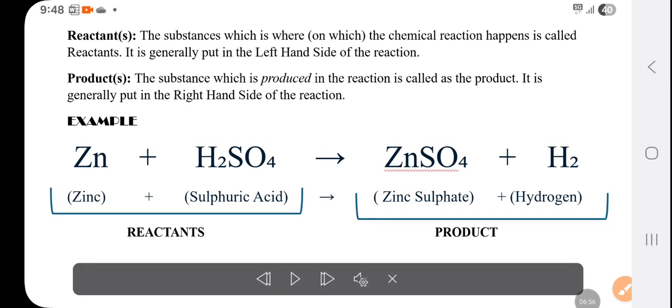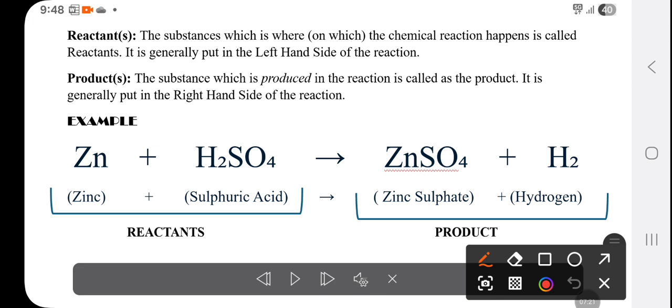So let us see what products are. Reactants are most of the time put on the left hand side, that is the LHS of the equation. Products: the substance which is produced in the reaction is called the product. It is generally put on the right hand side of the reaction.